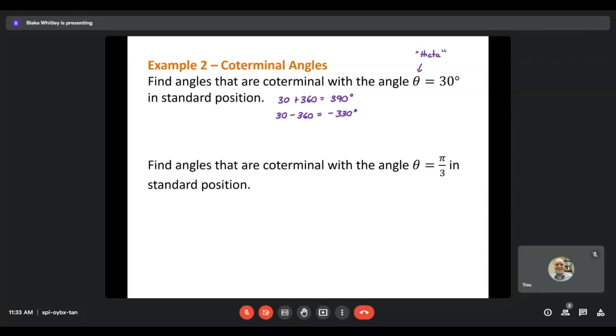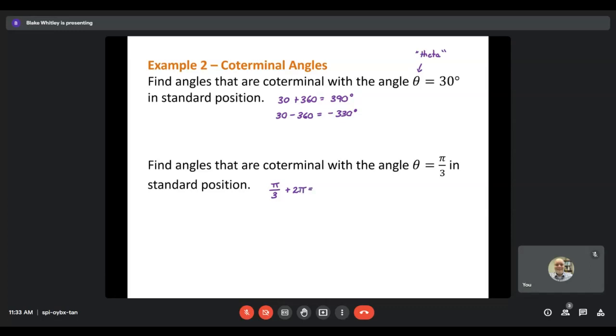And now the second part of this example says we want to find angles that are coterminal with an angle theta equal to pi over 3 radians in standard position. So this time we're dealing with radians since we have pi over 3. And so remember, we're going to add and subtract a full revolution. This time, though, because we're dealing with radians, a full revolution is going to be 2 pi radians. So I'm going to add 2 pi.